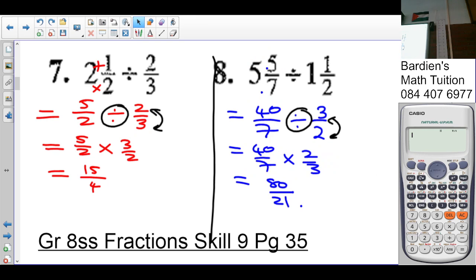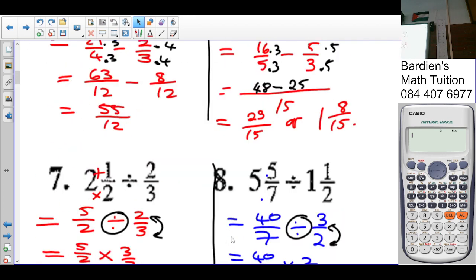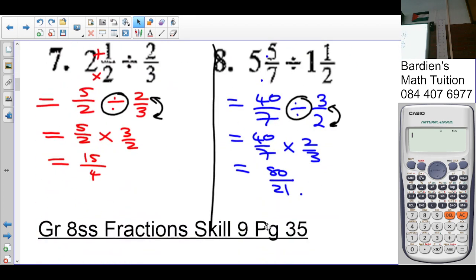So for homework, I would like you to do skill 8 and 9 from the fraction practice, the odd numbers. Okay. You can start now, and I will check your books row by row.